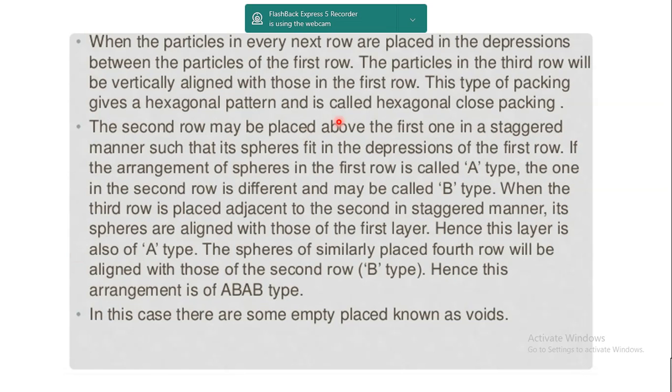Also, the second row may be placed above the first one in a staggered manner such that it fits in the depression of the first row. They are placing in the depression of the vicinity. So if the arrangement of spheres in the first row is called A type, then the second one can be called as B type. So when the third row is placed adjacent to the second, its spheres are aligned with those of the first layer. We just saw it. So hence this layer is also called as A type. So this arrangement is called AB type arrangement. So you have to remember this, that hexagonal closed pack structure in 2 dimensions is of AB type, and a square closed packing structure is of AAA type.